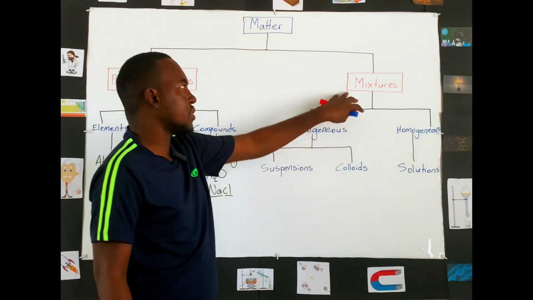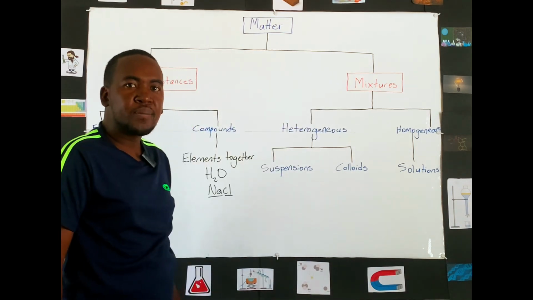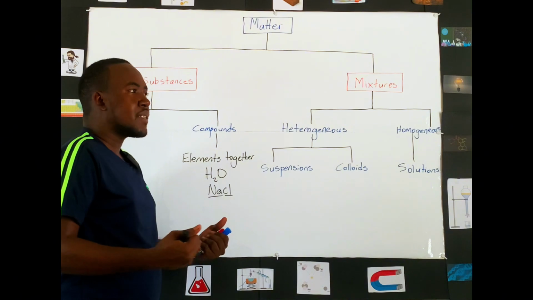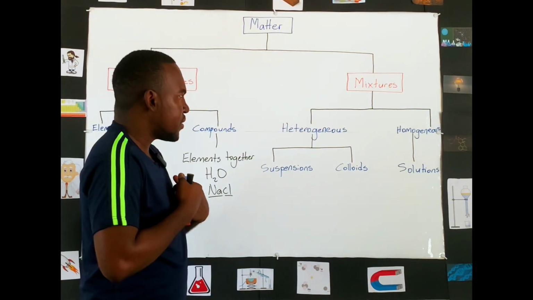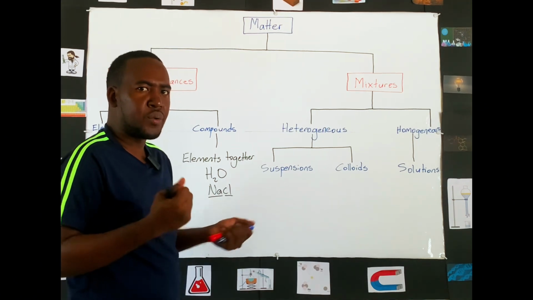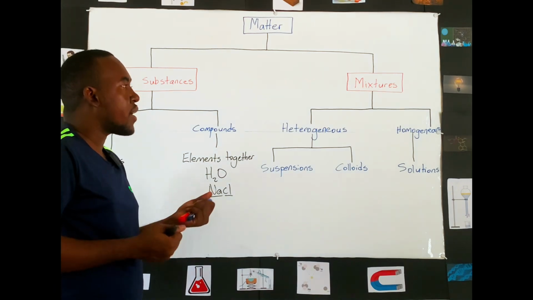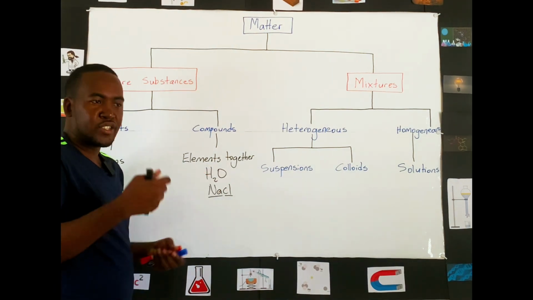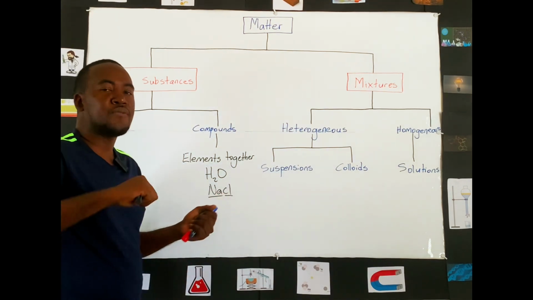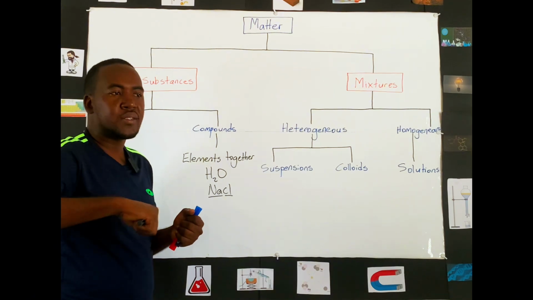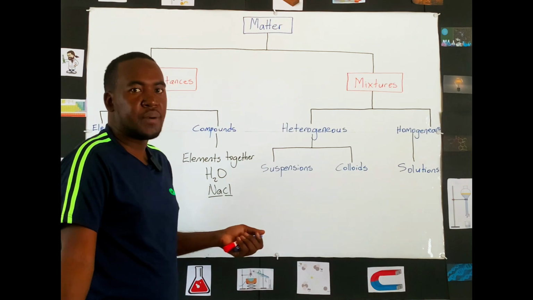Now, over on the mixture side, we have mixtures, which are basically substances that are physically combined together. So for example, if we make sugar and water, or make some juice, some orange juice, these are substances: the orange, the water, the sugar. These are substances that we physically mix together. So we physically put them and combine them together to give us what we call a mixture.